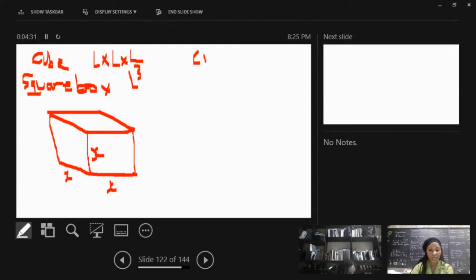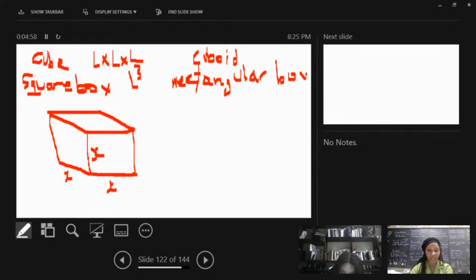For the cuboid, we could say it's a rectangular box. Rectangular box.